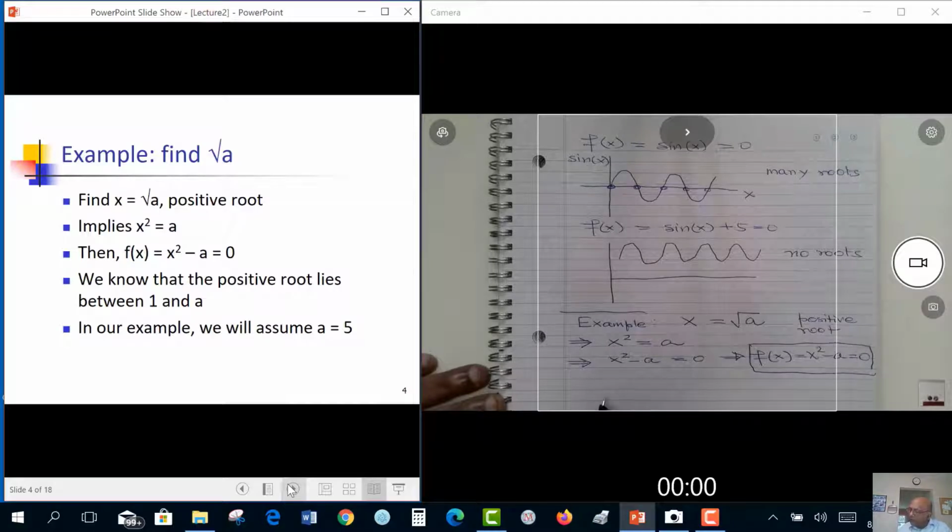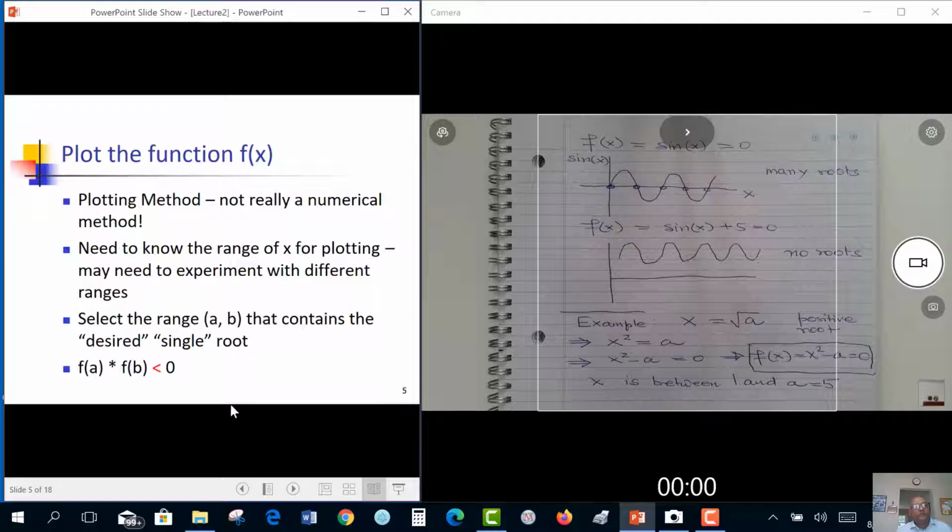Now we know from the properties of the root that x is between 1 and a. So we can search for the root between 1 and a. In our example, we will consider, let's say, a is equal to 5. So we'll always be finding the square root of 5. Very trivial problem, but once we know how to solve this problem without any restrictions, we should be able to solve any problem of this type.